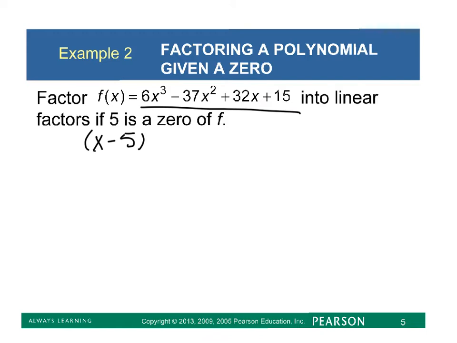So let's do the synthetic division process and take out this factor and rewrite our polynomial. And we'll see what we do next after that. So take out the 5, using synthetic division.